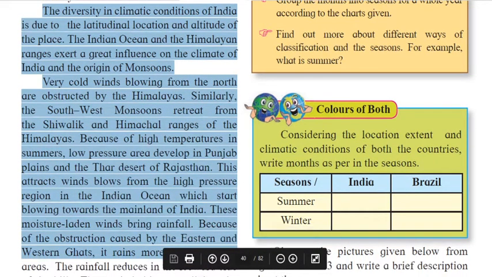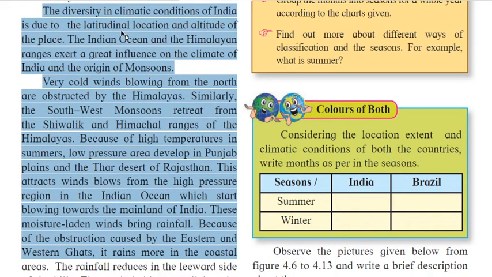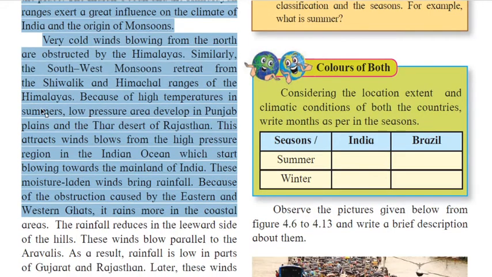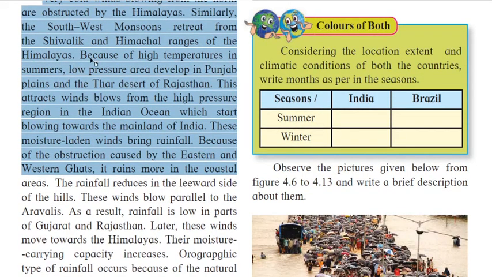The diversity in the climatic conditions of India is due to the latitudinal location and altitude of the place. The Indian Ocean and the Himalayan ranges exert a great influence on the climate of India and the origin of monsoons. Very cold winds blowing from the north are obstructed by the Himalayas. Similarly, the southwest monsoon retreats from the Shivalik and Himachal ranges of the Himalayas.